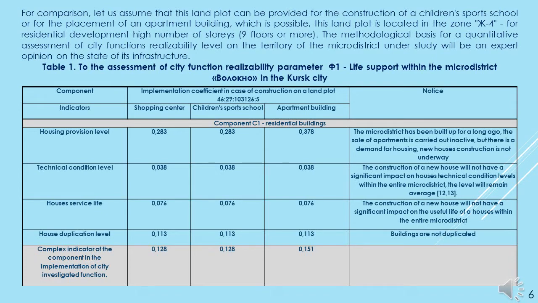For comparison, let us assume that this land plot can be provided for the construction of a children's sports school or for the placement of an apartment building, which is possible. This land plot is located in the zone G4 for residential development with a high number of stories, 9 floors or more.